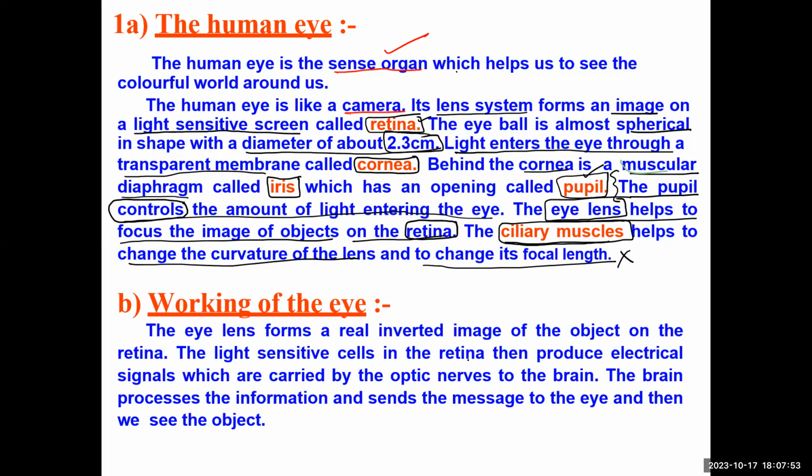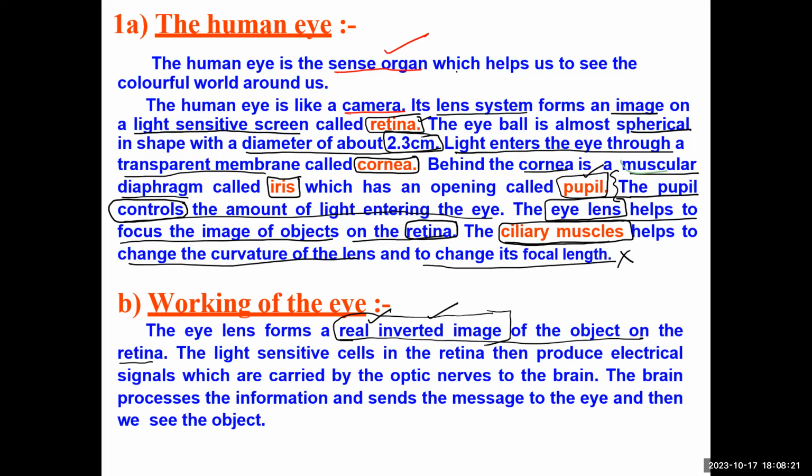Now coming to the working of an eye. The eye lens forms a real inverted image of an object on the retina. So this is one most important objective. What is the nature of the image which is formed on the retina? The nature of the image formed on the retina is real and inverted.